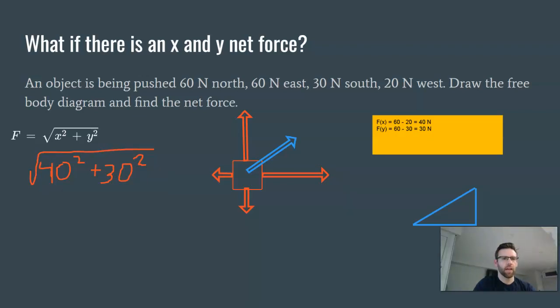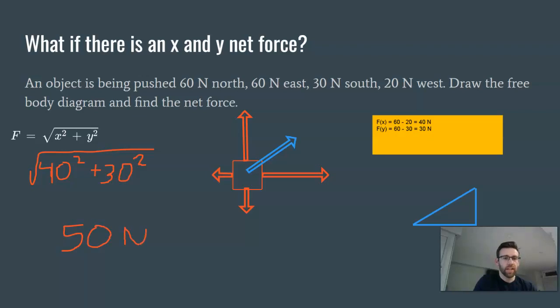All right, and now if you do the math here, 40 squared, that's going to be 1,600. 30 squared is 900. You add those together, you get 2,500, and you should end up with a square root of 50. All right, so we could say that the resultant force is 50 newtons.